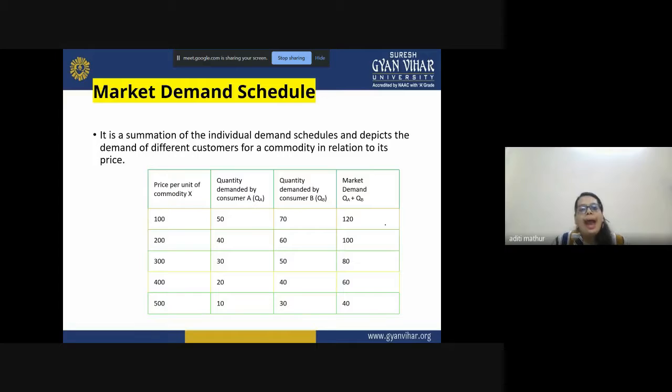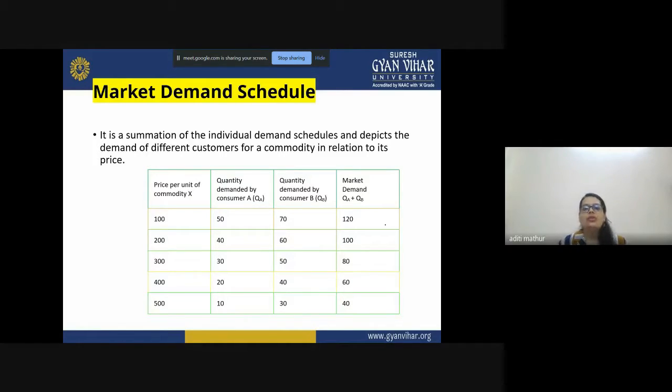So ma'am, what do we mean by market demand schedule then? When you add all the individual demands in the market, that refers to your market demand. And when you draw the schedule at the different price levels, it together is known as your market demand schedule. So the market demand schedule is a summation of the individual demand schedules and depicts the demand of different customers of a commodity in relation to the different price levels, right?